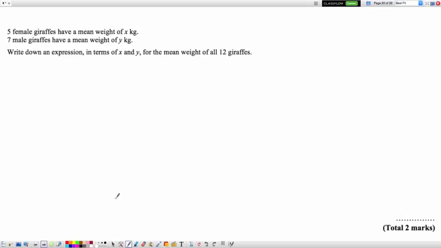5 female giraffes have a mean weight of x kilograms. 7 male giraffes have a mean weight of y kilograms. Write down an expression in terms of x and y for the mean weight of all 12 giraffes. This is a combined mean.